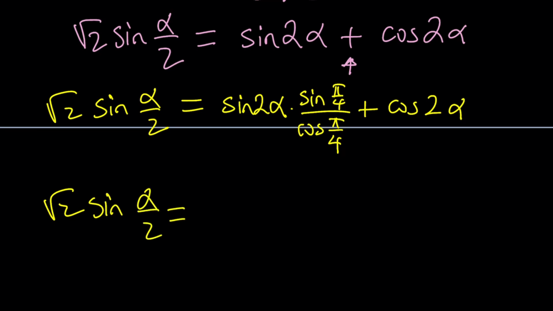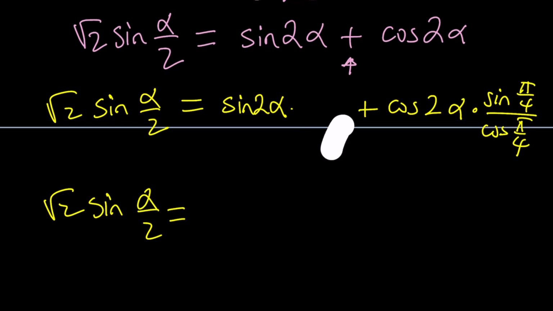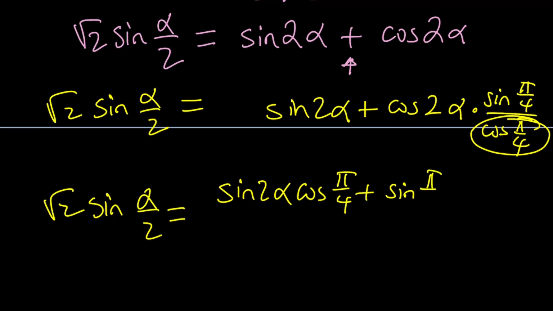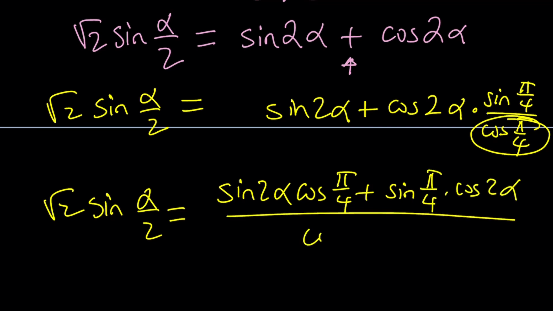So go ahead and actually, you know what? I just realized it's better if I multiply the other guy by 1. And this is not going to hurt because I still have the same thing. Sine 2 alpha. And then what I'm going to do is make a common denominator. And that's going to give me sine of 2 alpha times cosine of pi over 4 plus sine of pi over 4 times cosine of 2 alpha. Again, you just find out the better one by trial and error. That's what I did here.